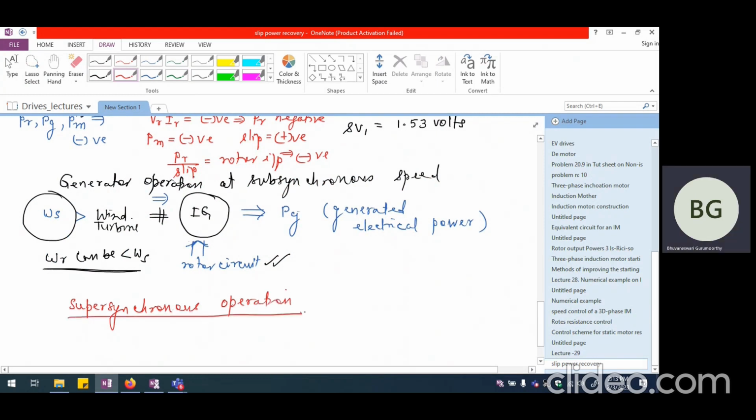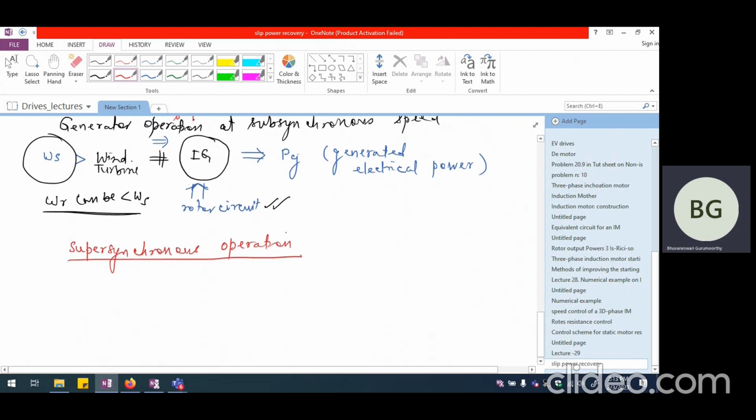So when we look at the super synchronous operation, let me again draw this equivalent circuit. So let us say this is S times V1. And maybe normally I'm going to have plus here and minus here. And we are going to have R2 and S times X2.